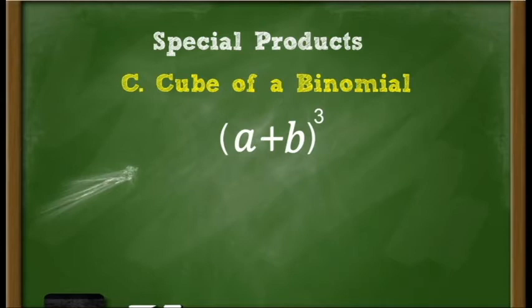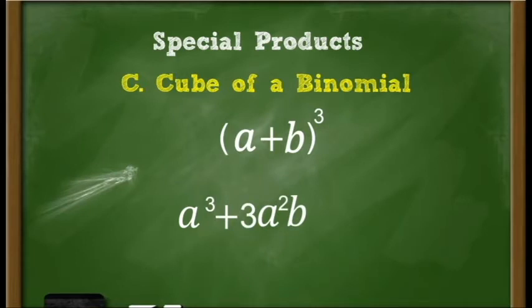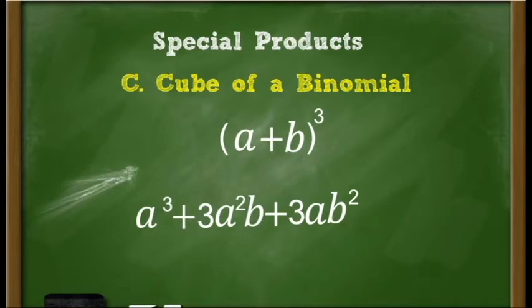The next is cube of a binomial. This would be the next on our list for the special products. How do we get this? Now, let's try to recall the pattern. So we can get the value of this one, the cube of our a plus b, by cubing the first term, that's a cubed, plus 3 times the square of the first term multiplied to the second term. So that's 3a squared times b, followed by 3, and then copy a, then square the second term b.